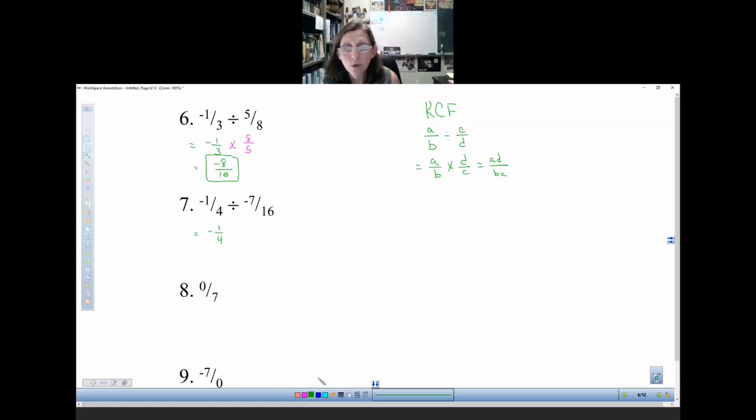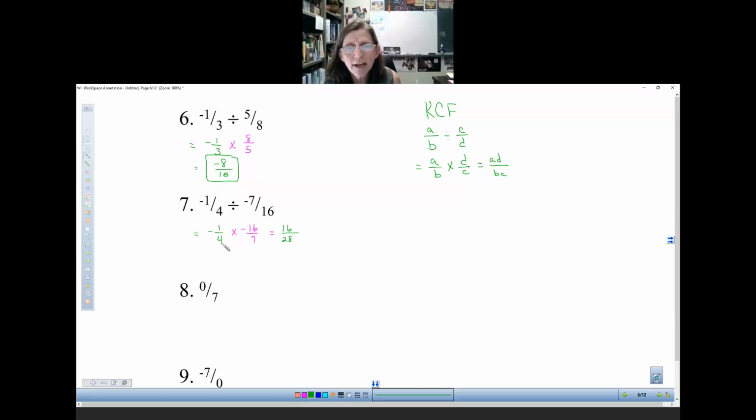So I have a negative 1/4, and I'm going to change my operation to multiplication, and flip this and make it a negative 16/7. It doesn't matter whether the negative sign's in the numerator or denominator. It's going to be the same either way. Now I multiply straight across, and negative and negative is positive, so I have a positive 16 over a positive 28.